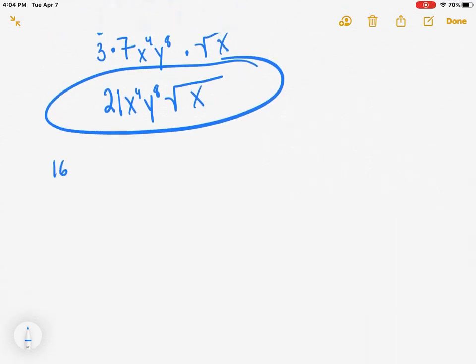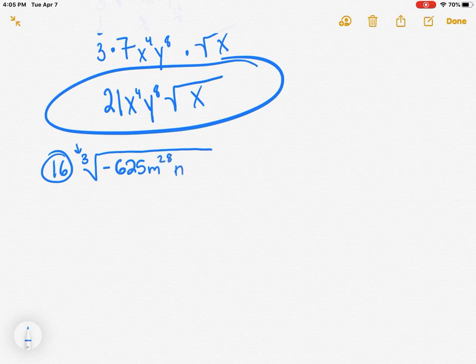So let's take a look at number 16. All right? It says the cube root, there's our index right there, the cube root of negative 625 m to the 28th times n to the 12th. Okay? Now, in order to simplify this, we have to make sure that our exponents are all a multiple of 3. Little trick, I'm sure you guys know this. To know if it's a multiple of 3, you just add the digits together. So 28, 2 plus 8 is 10. Is 10 a multiple of 3? No. So it means we have to do something.